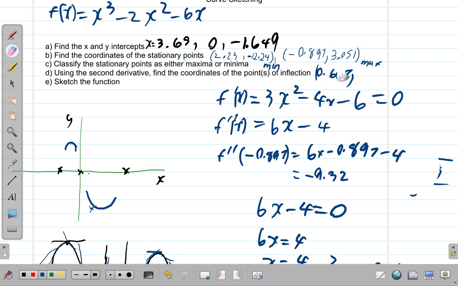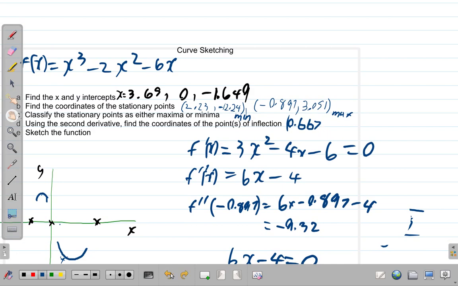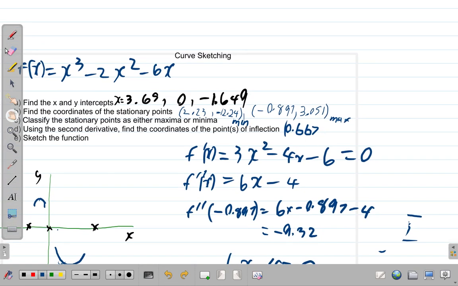coordinates. But let's rewrite this a little clearer. 0.667. All right. So at that point of inflection, the coordinates, I shouldn't close the bracket. I didn't finish the coordinates yet. Let's find the y value of the coordinates.